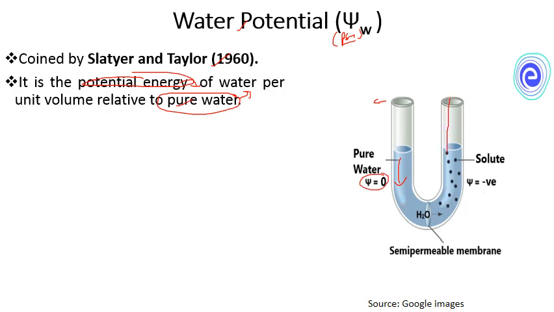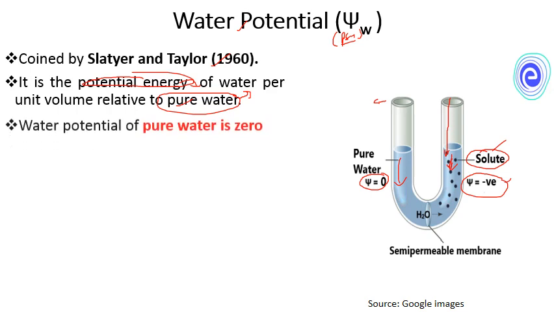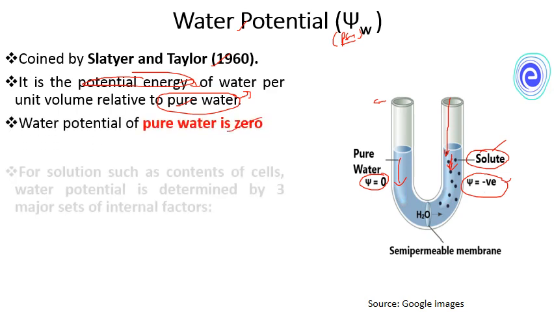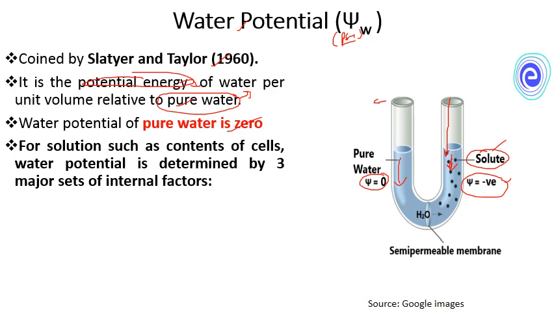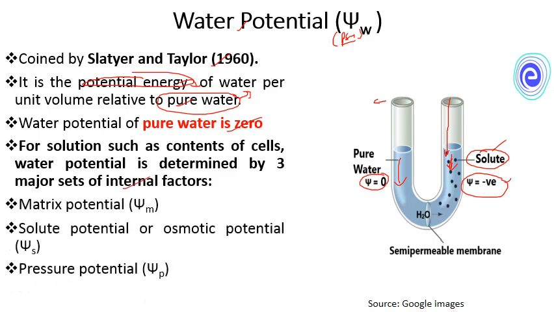If we add some solute in this water, the solute particles will lower down the water potential or free energy of water molecules. That reduction in free energy of water is known as solute potential. Here the value of water potential is negative. So water potential value for pure water is 0, and for a solution such as contents of cells, water potential is determined by 3 major sets of internal factors, which include matrix potential, solute potential or osmotic potential, designated as psi S, and pressure potential, that I will discuss one by one.